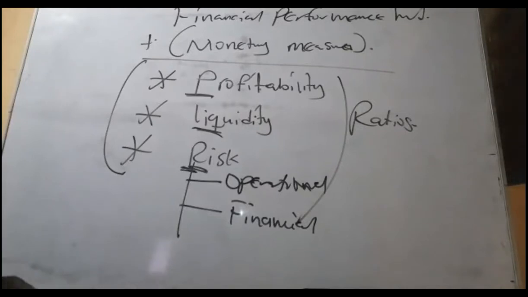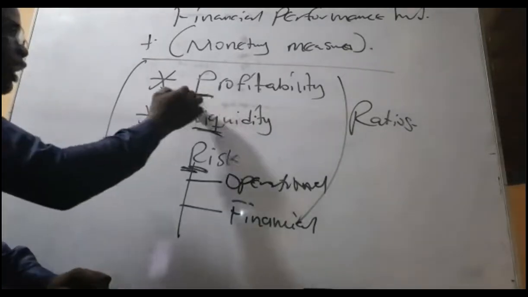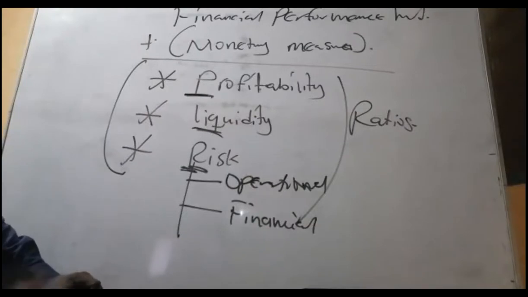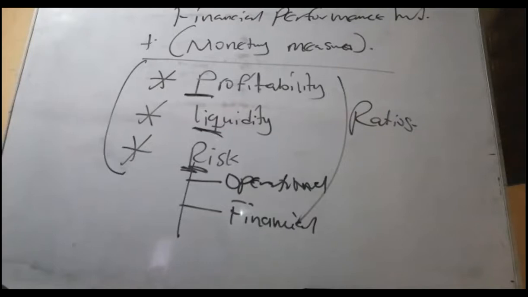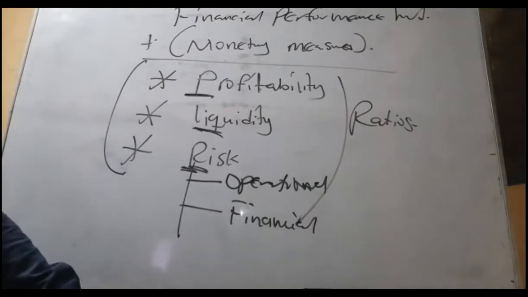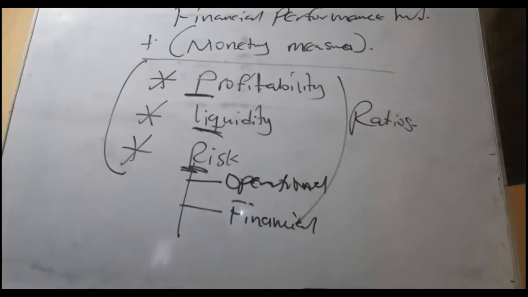So we should know all the ratios that qualify under profitability, liquidity, risks, all of them. So kindly go through the formulas on how to calculate the ratios using the ratios link. Yes, it has been solved there for you. You just have to go through.